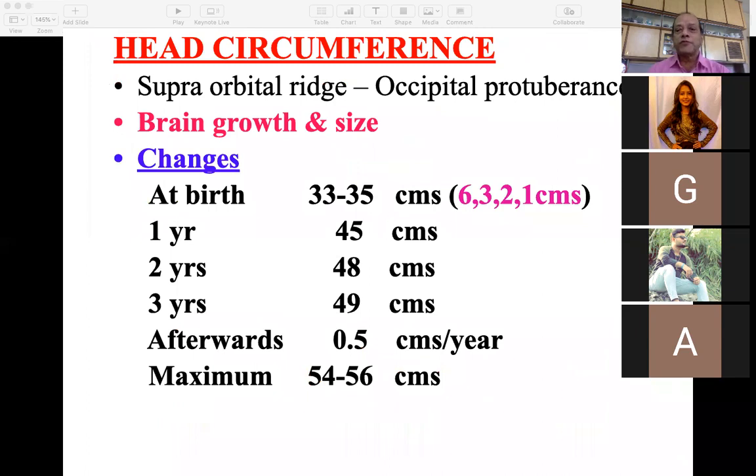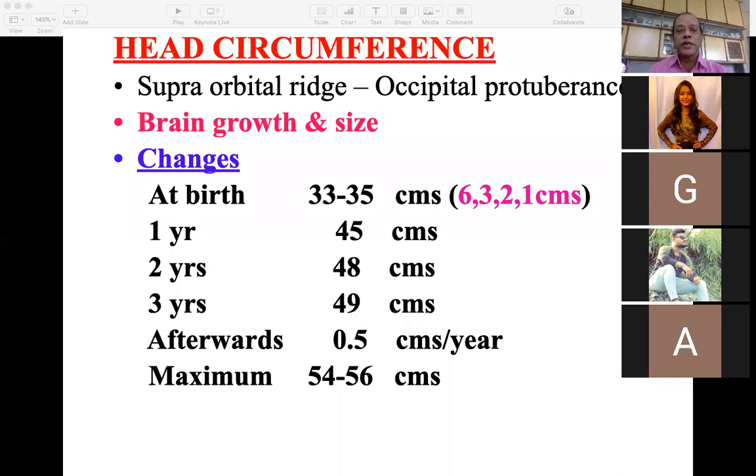Head circumference is one of the important parameters of growth because it indicates the brain growth and the size of the brain. It is measured from the supraorbital ridge to the occipital protuberance in the back. Whatever the maximum figure that comes, you have to take that as the head circumference. Now at birth, it is 33 to 35 centimeters. And again, if you divide the first year in 4 quarters, 6, 3, 2, 1 centimeter in every 3 months.